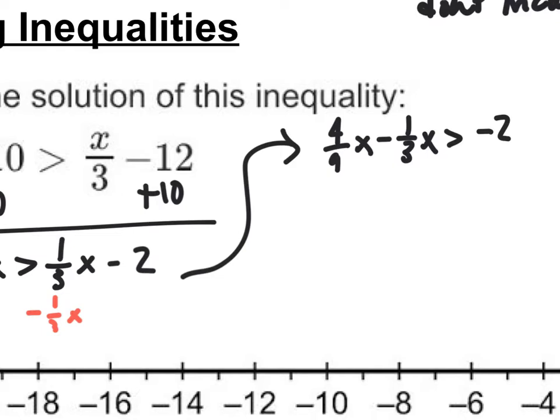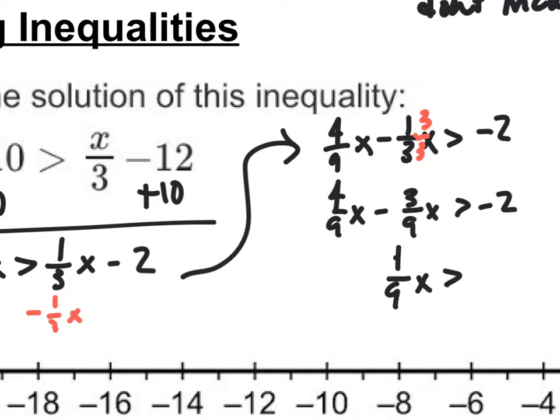Now I need a common denominator, so I'm going to multiply the top and bottom by 3 and 3. So I get 4/9 x minus 3/9 x is greater than -2. When I combine these, 4 minus 3 gives me 1/9 x is greater than -2. Since I've got 1/9, I can't divide by fractions, but I know I need to multiply by its reciprocal. So I'm going to multiply by 9 over 1.